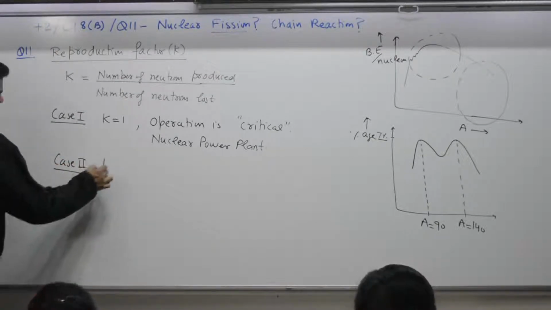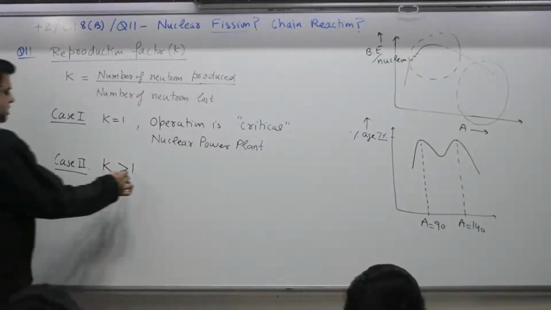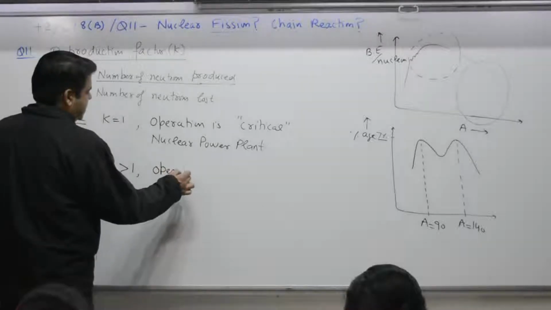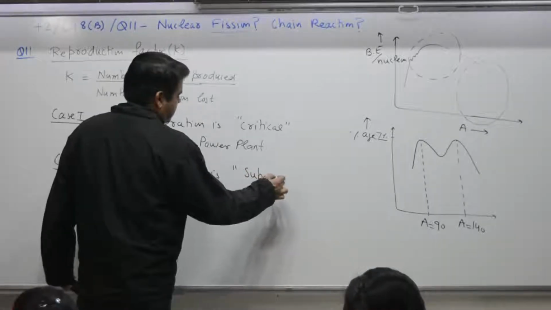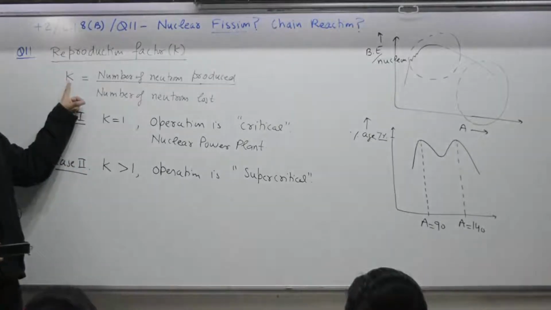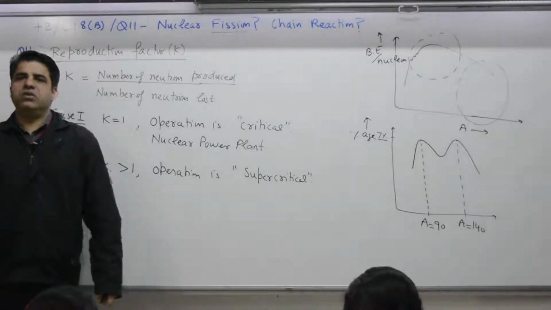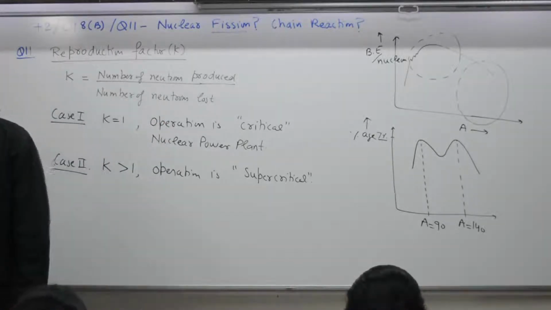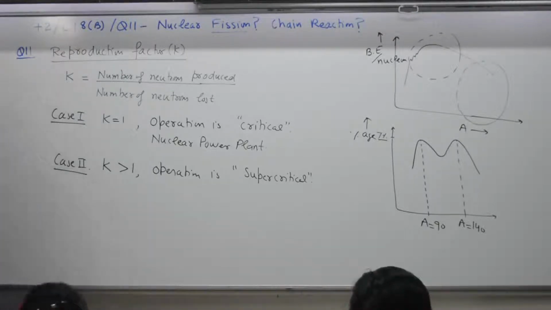Yes, K greater than 1. Now operation is. What is the term used? Yes, supercritical. What does it mean? K more than 1. Number of neutrons produced is more than number of neutrons lost. More energy is generated than required and you may lose control over the reaction. If K is greater than 1, the chain reaction accelerates, resulting in explosion, underline explosion.